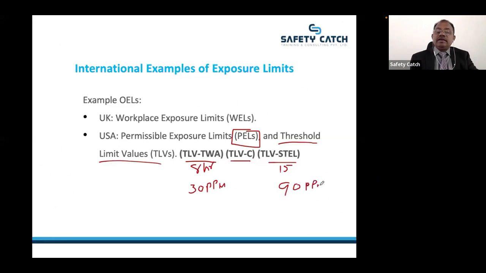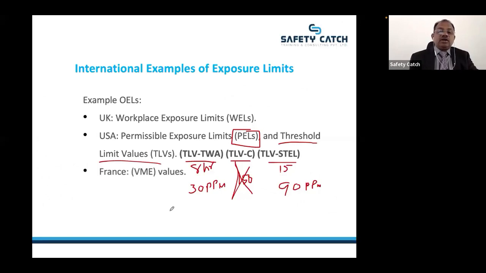Then there will be a ceiling limit. Maybe they will say 150 ppm, which should never be crossed, whether it is short term or long term. That is the upper limit beyond which your employee will be in trouble. So they call it TLV-C, ceiling limit, beyond which the concentration should not go at any point of time.